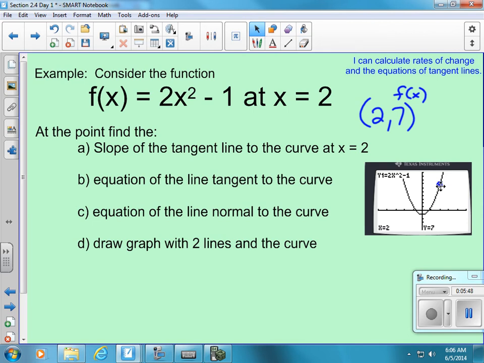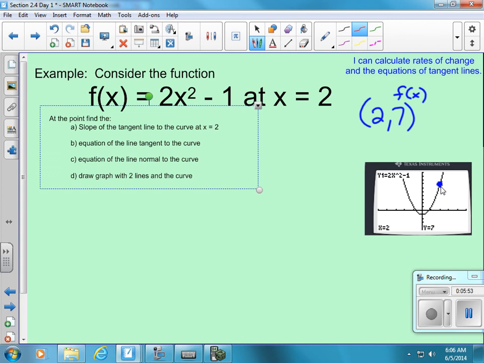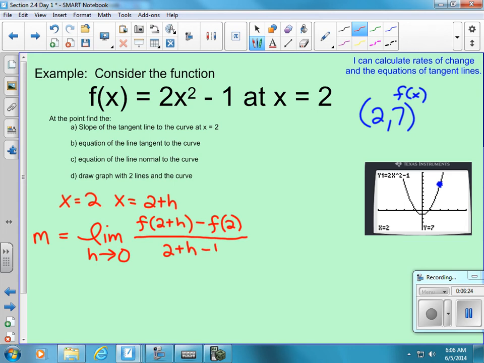We're going to take point A, which is 2, and we're going to take point 2 plus h. And we're going to find the average slope between those two, and then take that limit as h goes to 0. As h gets very, very small, what happens to that slope? So we take f of 2 plus h minus f of 2 over 2 plus h minus 2.